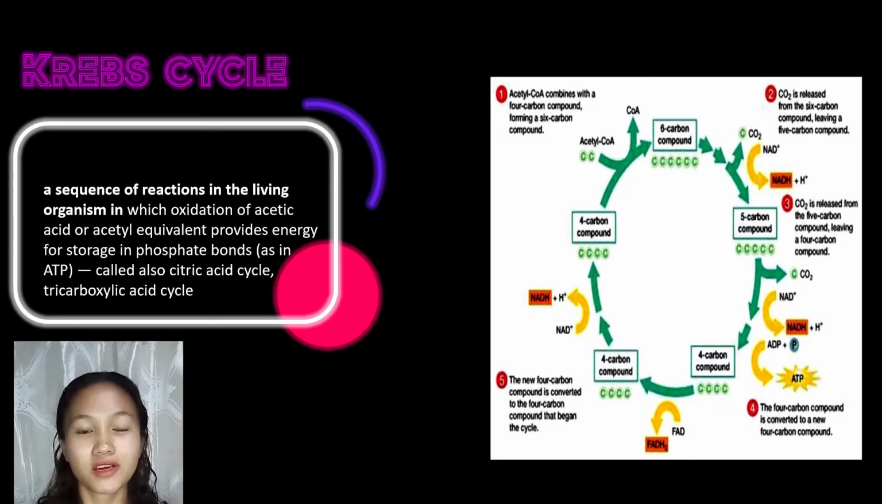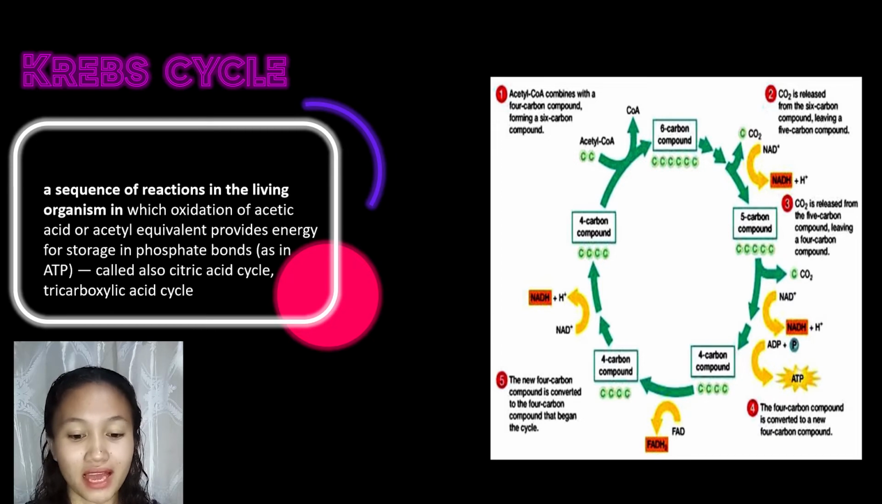Good day, everyone. So this time we are going to be discussing the Krebs cycle and how it works. The tricarboxylic acid or TCA cycle, also known as the Krebs cycle, is a main source of energy for cells and an important part of the aerobic respiration.